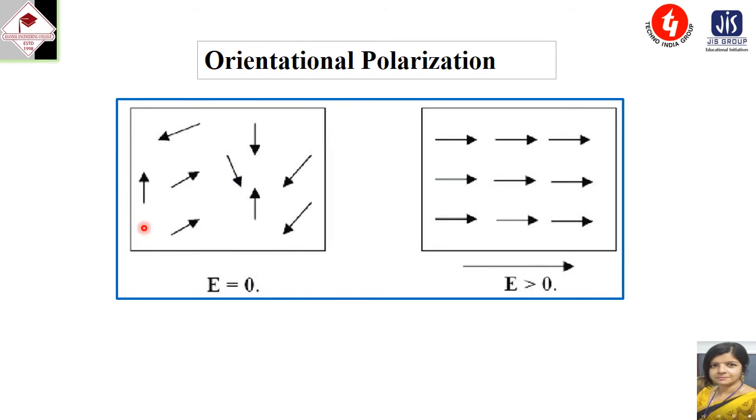So dipoles are oriented randomly when the electric field is 0, but when the electric field is greater than 0, then this is the direction of the field, and all the dipoles are oriented in the direction of the field, causing enormous polarization. So polarization occurs here. This is called polar polarization due to the orientation of the dipoles in the direction of the electric field. So this is the figure of orientational polarization.